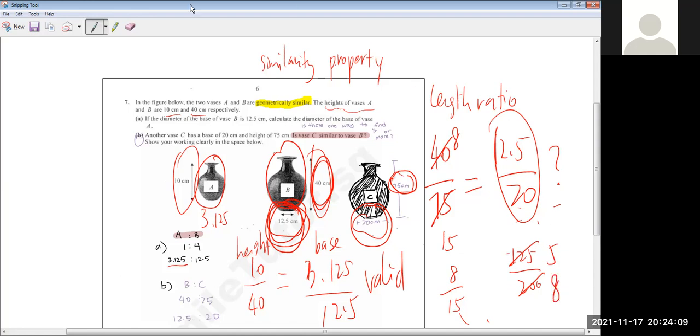So therefore, you realize that the base ratio is 5 over 8. The height ratio is 8 over 15. So are they the same? They are not the same. So if the height ratio and the base ratio are not the same, that means they are not similar. So does it make sense to you now?